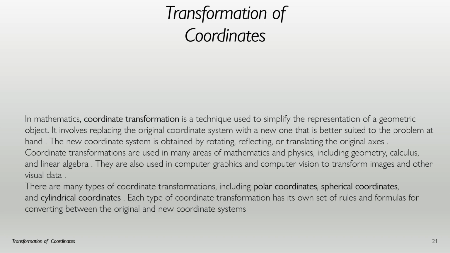There are many types of coordinate transformations, including polar coordinates, spherical coordinates, and cylindrical coordinates. Each type of coordinate transformation has its own set of rules and formulas for converting between the original and new coordinate system.